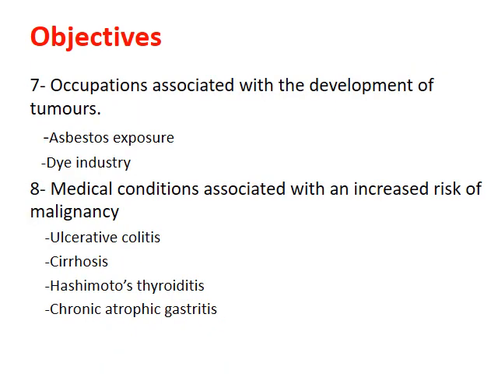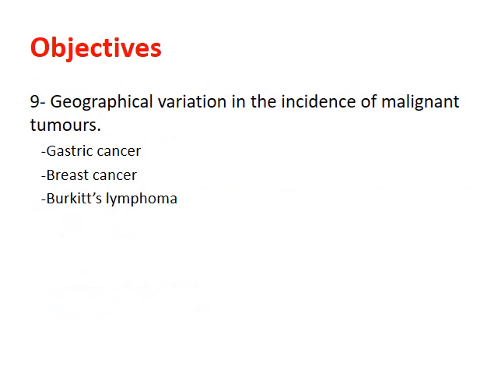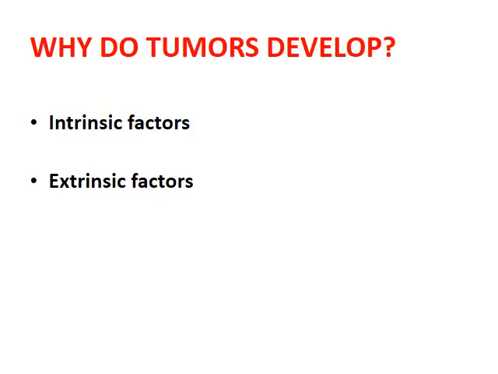We will talk about some types of occupations and their role in the development of certain tumors, and then we will go to know about some medical conditions that are associated with a higher chance for development of malignancy. Finally, we will say something about geographical distribution or geographical variation in the incidence of some malignant tumors.